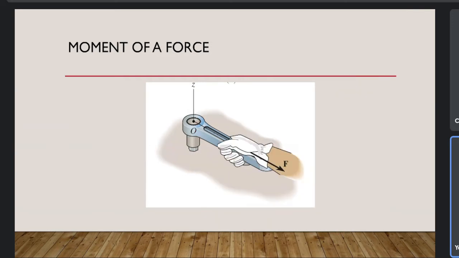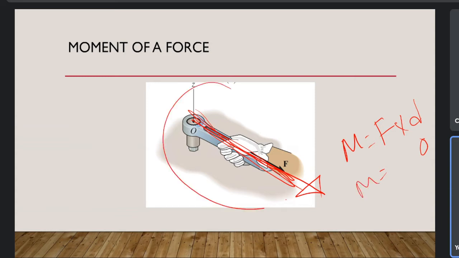But if the force is applied straight away from the point O, at that time there is no moment, there is no twisting force. That means the moment here should be equal to 0, because there is no perpendicular distance since it's parallel. So the force is applied, let's suppose F, and the perpendicular distance is 0. So force times 0 will also equal 0. So there is no moment in this case.